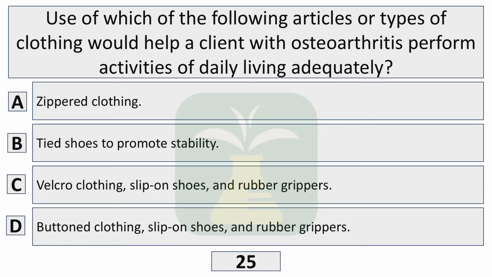Use of which of the following articles or types of clothing would help a client with osteoarthritis perform activities of daily living adequately? A, Zippered clothing. B, Tied shoes to promote stability. C, Velcro clothing, slip-on shoes, and rubber grippers. D, Button clothing, slip-on shoes, and rubber grippers.